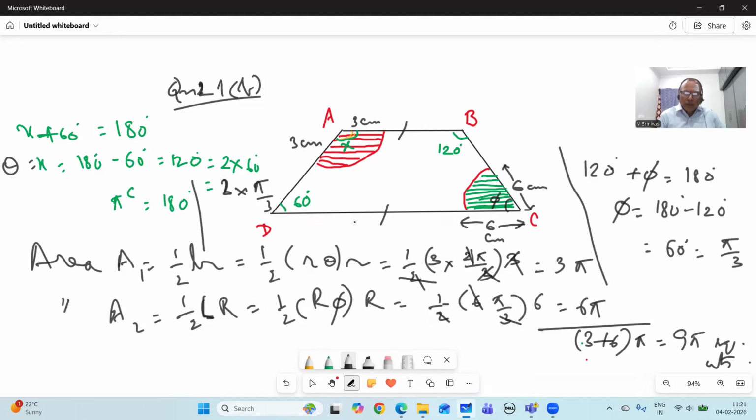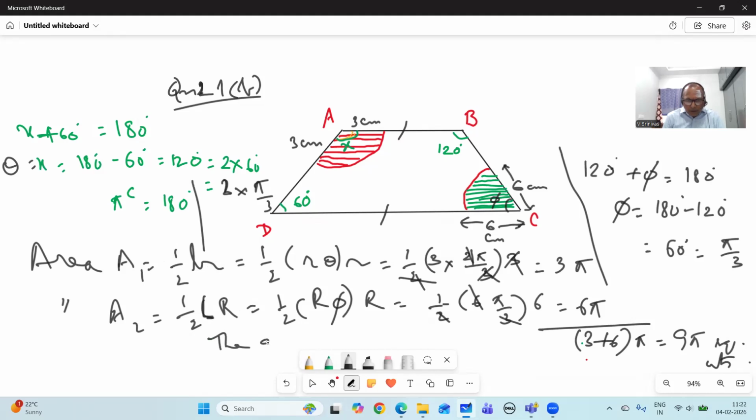So what we have done, we used the fact that in a trapezium, interior opposite angles are supplementary, and from that we could get the angle of this sector. Once we know the angle of the sector and radius, we can calculate its area using the formula half LR, where L is R into theta and small r is the radius. Here also by the same procedure we can calculate the area of this region and the required region.